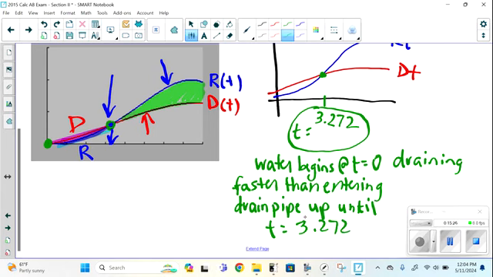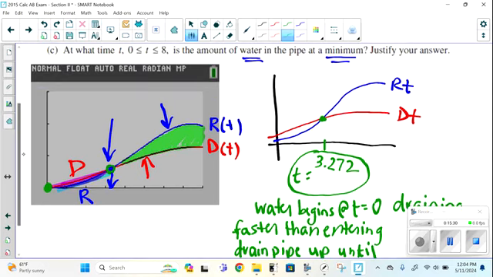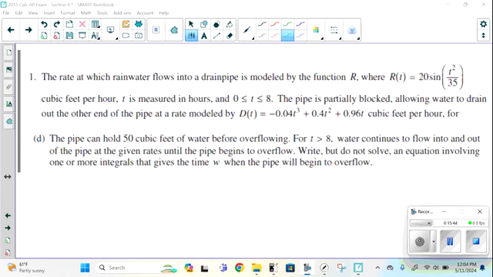That might be justification, although I honestly believe the graph would be enough. You can also say that d of t is greater than r of t until this point, from the beginning until that point. Many ways to write it and many ways to do it. All right, I've really enjoyed this problem. And it's sad that it's almost over.